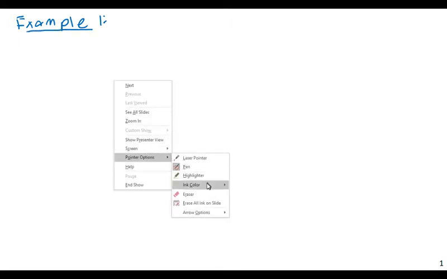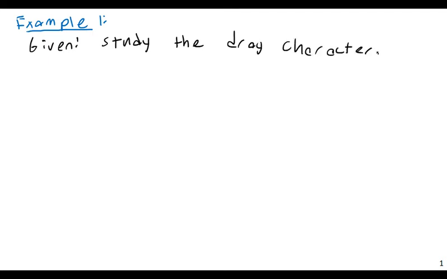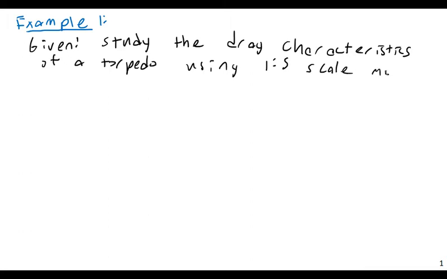Alright, so we are going to have this given. We are going to be looking at a scale model of a torpedo. Given, we want to study the drag characteristics of a torpedo using a water tunnel one-fifth scale model.